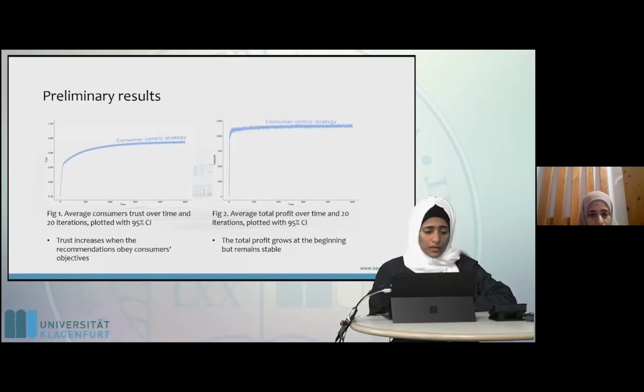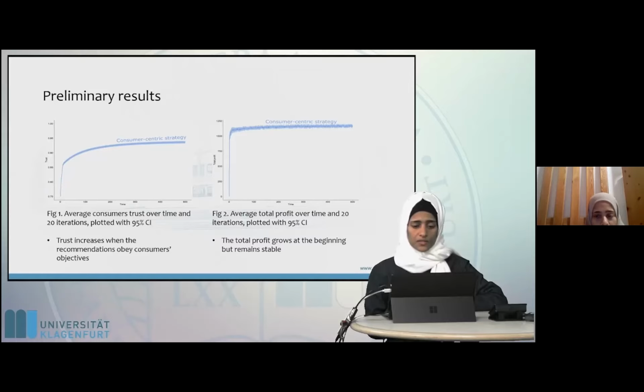The trust in figure 1 of this strategy grows and is higher. It seems that most consumers are satisfied when the platform provider recommends items that maximize their utilities. On the other side, the total profit increases in this strategy because it starts from 0, but then it stabilizes as this strategy doesn't include the profit.